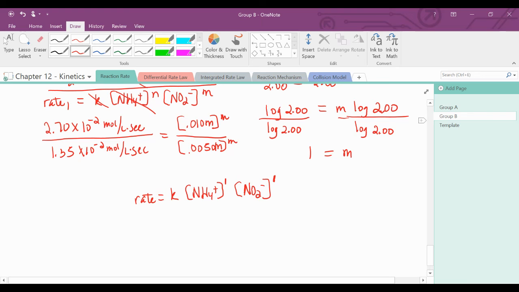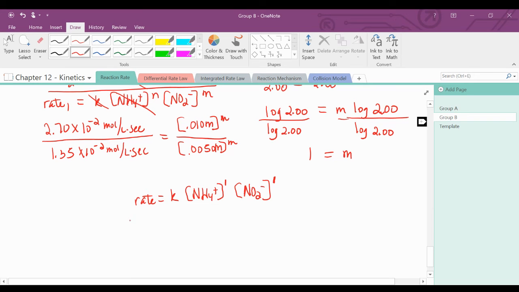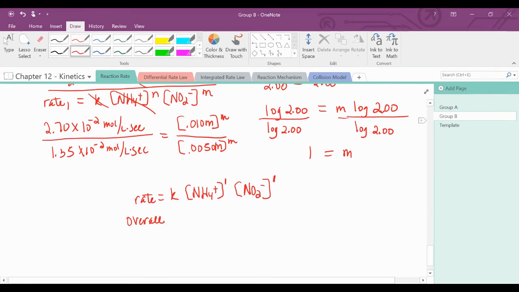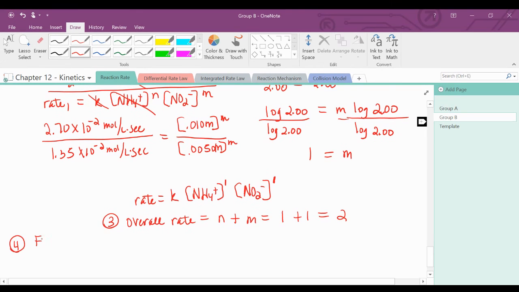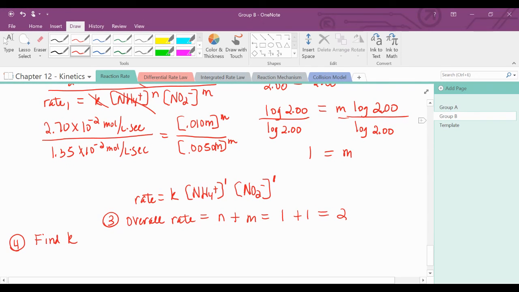All right. Now, we can actually find what we call an overall order. We find that by adding the orders together, so n plus m. We get 1 plus 1, so the overall order for this reaction would be 2. Okay, so I'll put this as step number 3 here. All right, and then we have one last step that we can accomplish. Now that we have our rate law expression and we have some data, we can find the rate law constant. So we can find k.